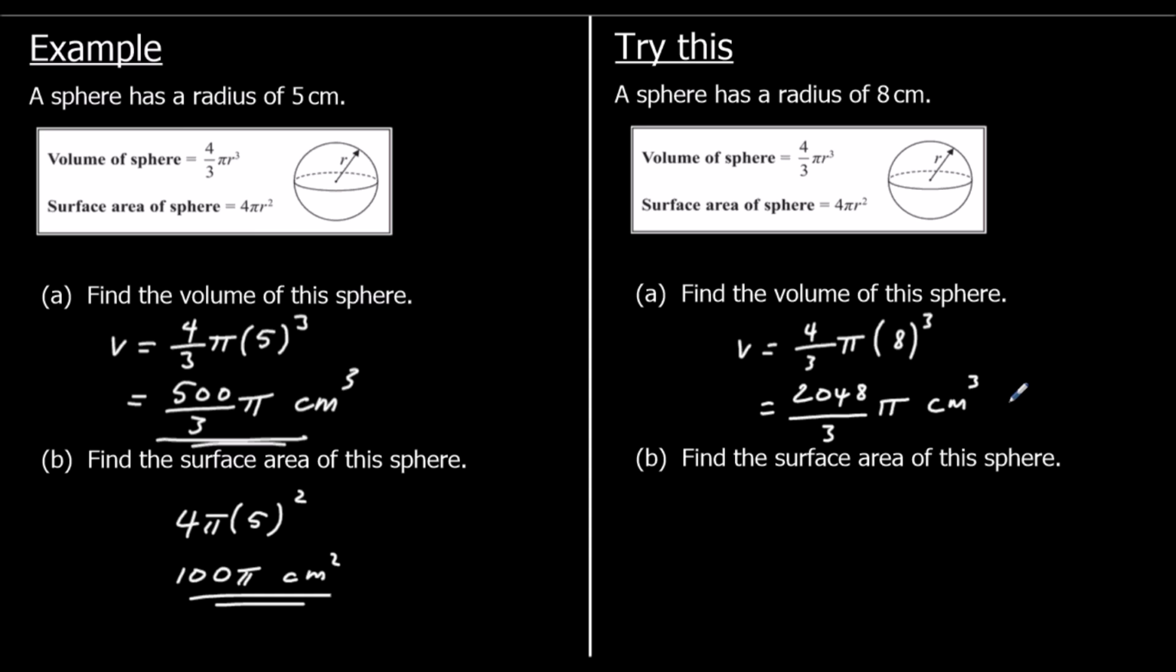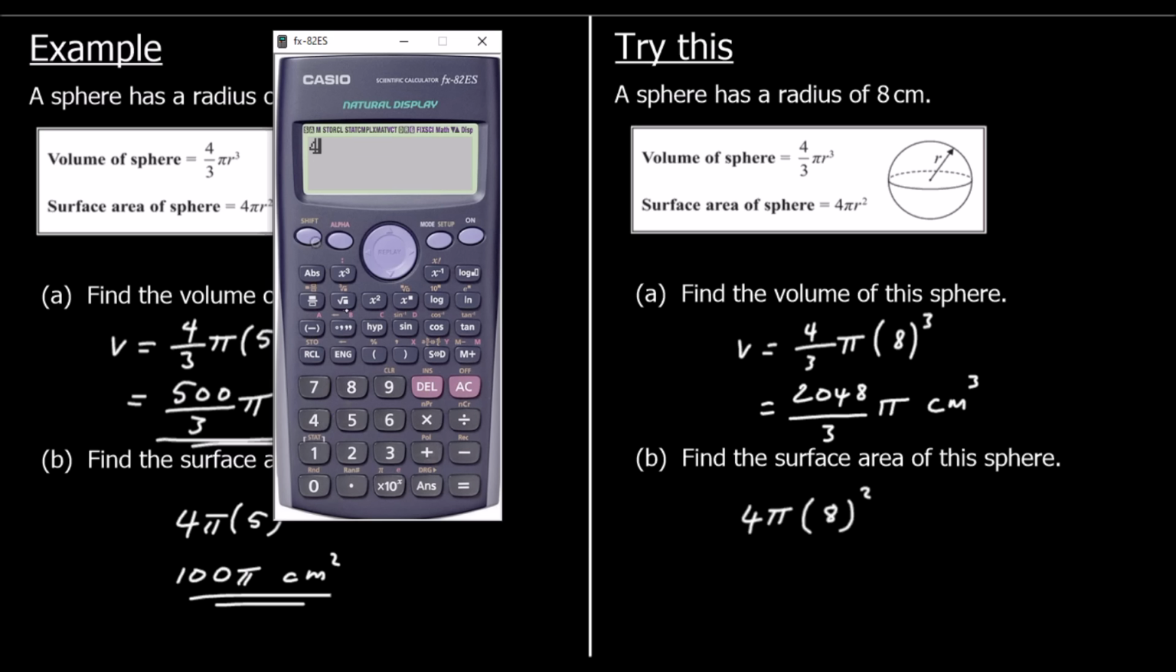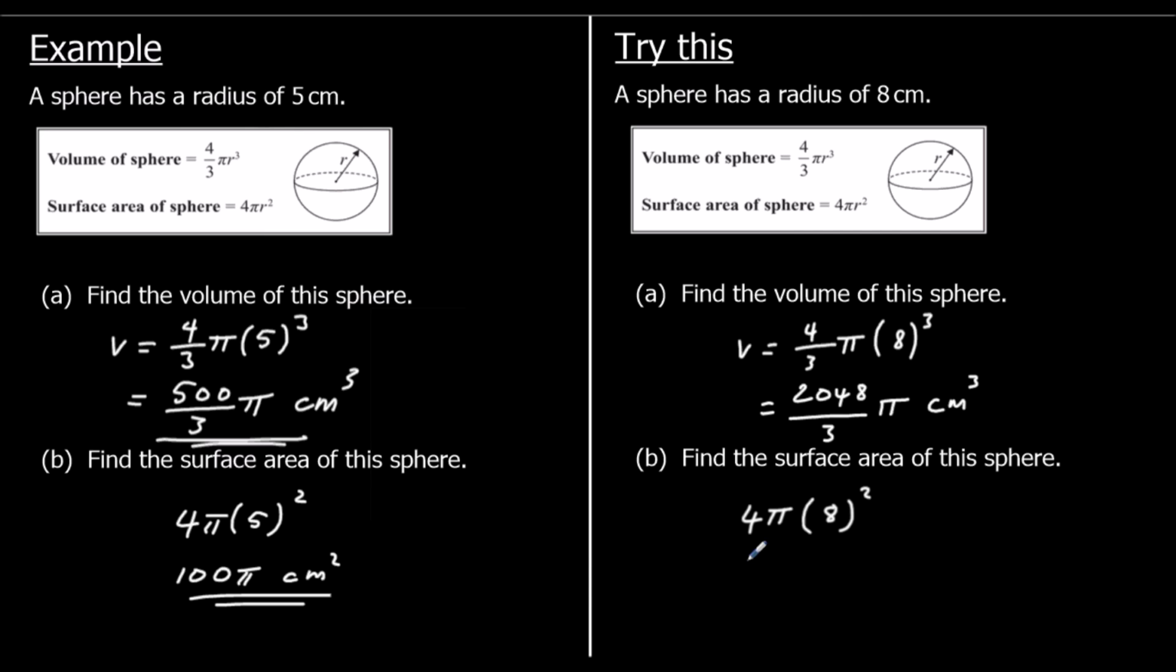So 2048 over 3 pi centimeters cubed. For the surface area, it's 4 pi times 8 squared. 4 pi times 8 squared, 256 pi. So 256 pi centimeters squared, because it's area.